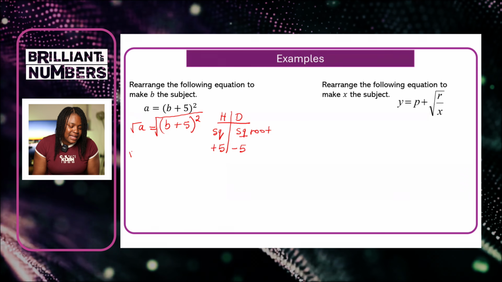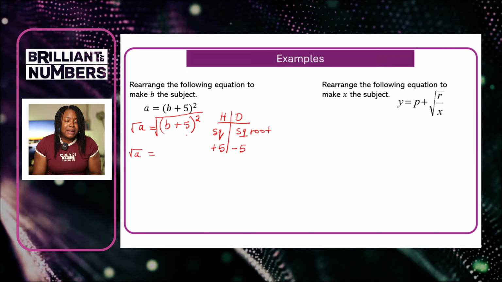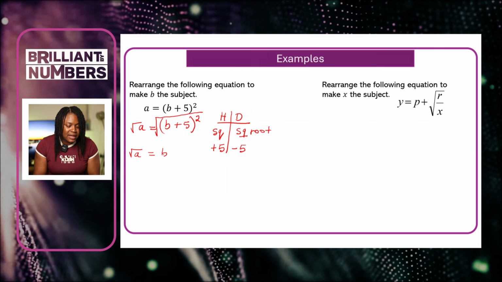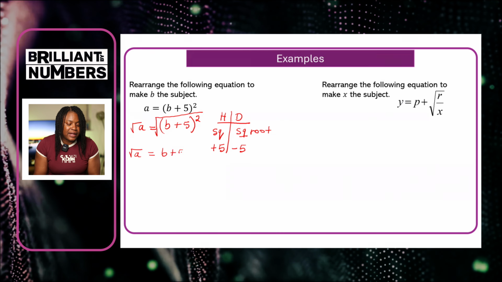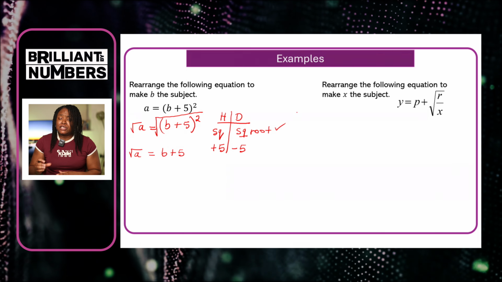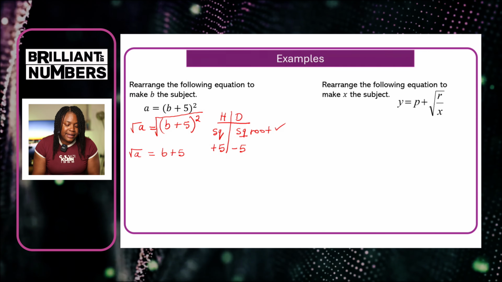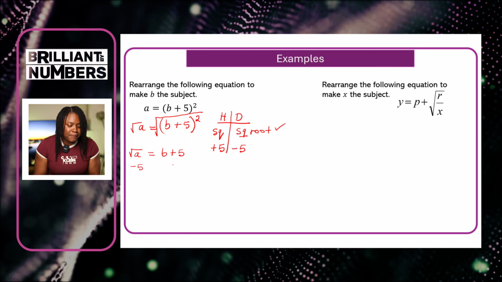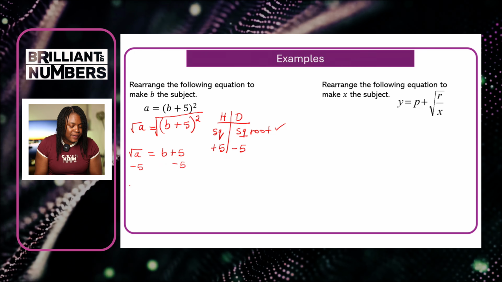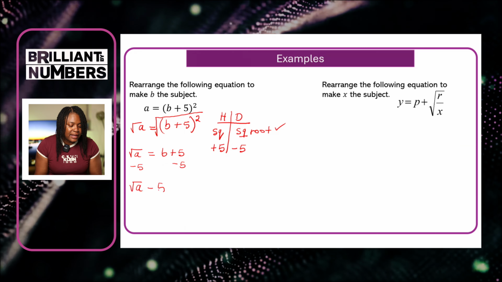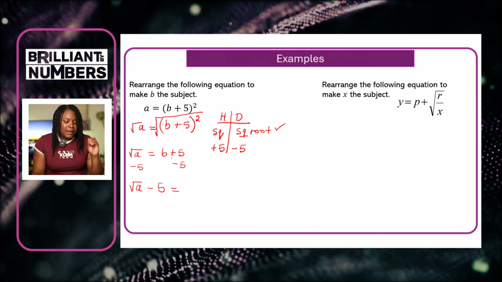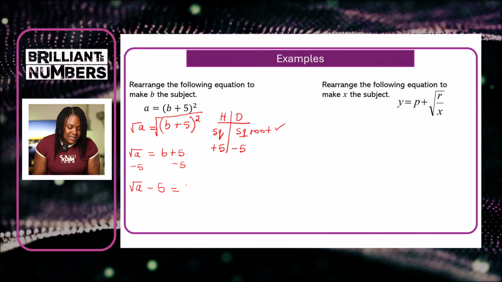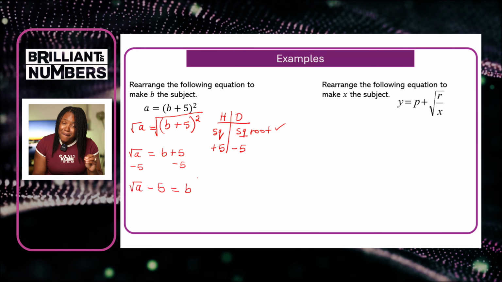So on the left hand side, I've got root a. And remember, the square root removes the square. So now on the right hand side, I will now have b add 5. So take that off. I've done my square root. So now I need to take care of my constant, which is plus 5. I need to subtract 5 from both sides. So to tidy this off, I got root a minus 5 equal to b plus 5 minus 5. A positive 5 and a negative 5 cancels out to 0. So this side I only will have b left. So now b is my subject.